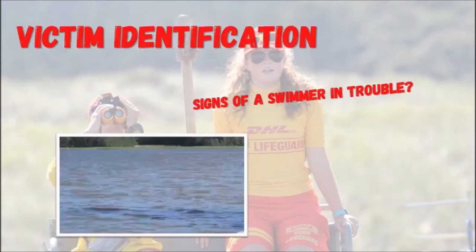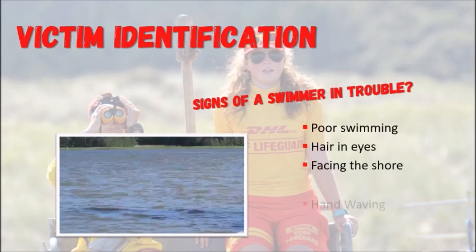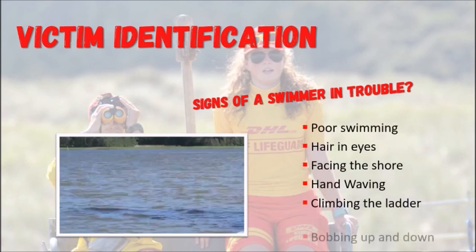What are the signs that you know of to identify someone who's in trouble in the water? Poor swimming's a good one. Hair in the eyes, facing the shore, hand waving, climbing the ladder, bobbing up and down. The one we hope to see if a swimmer is in trouble is one arm straight up in the air still. It's actually really hard to do, especially if you're floating and lying on your back at the same time.